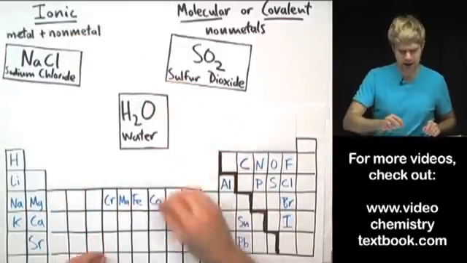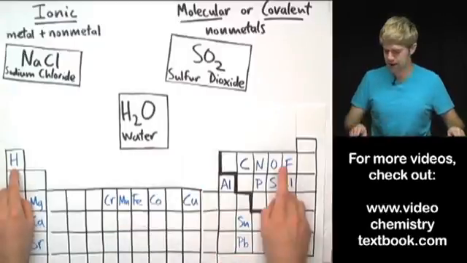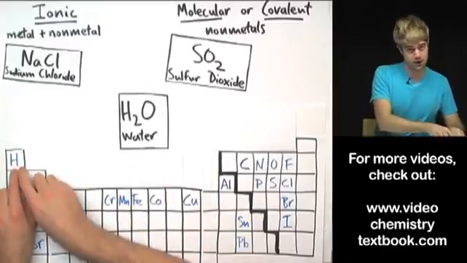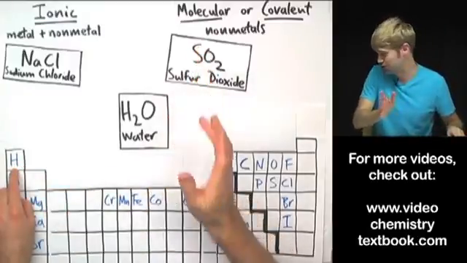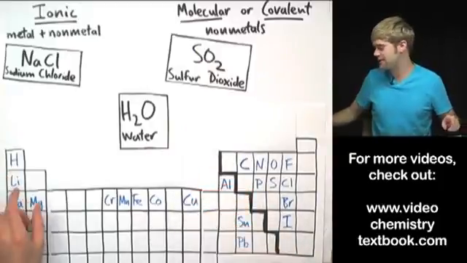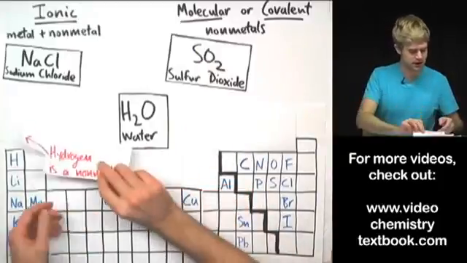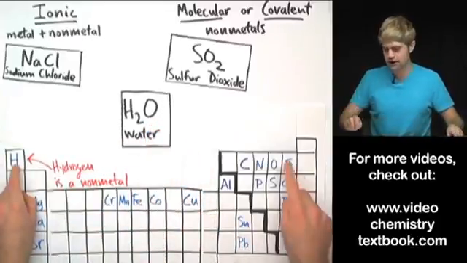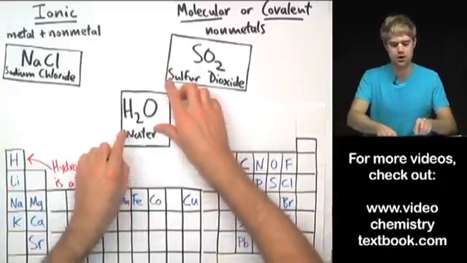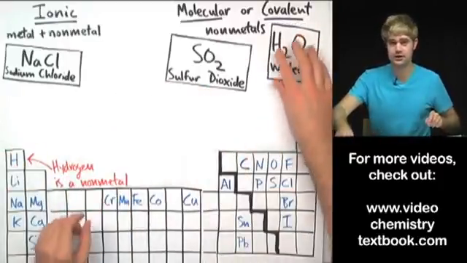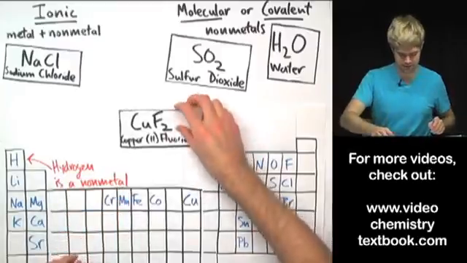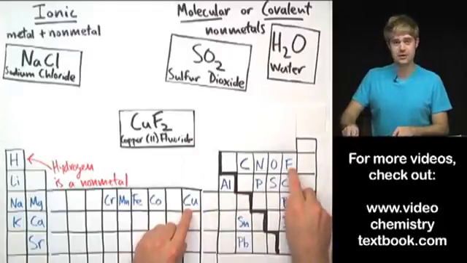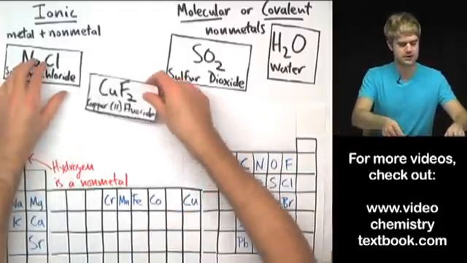All right, now H2O is made of hydrogen and oxygen. Now you might think that hydrogen is a metal because it's on this side of the periodic table. It's fine, it's understandable if you do that. But hydrogen is an exception. Even though it's on this side of the periodic table, it's actually a nonmetal. It's the only exception. So hydrogen and oxygen are actually both nonmetals, which means that H2O, water, is a molecular or covalent compound. Okay, copper 2 fluoride. Copper is here, fluorine or fluoride is here, metal, nonmetal, so this thing is ionic.